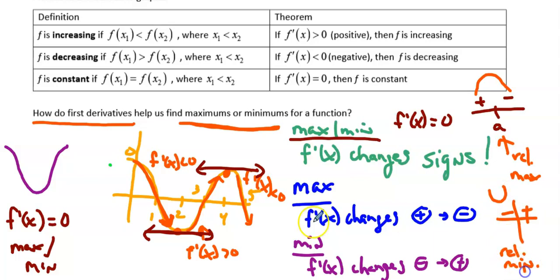So there's a lot of information thrown out there to you. But really, the saving grace, what we need to get out of this, is that at a max or a min for an f of x graph, the f prime of x changes signs. So let's do an example. Let's show a little bit more of what to do here. So that was the background for this particular question.